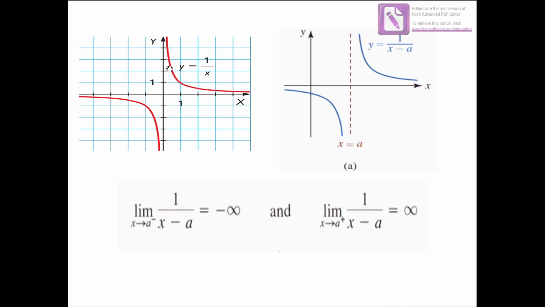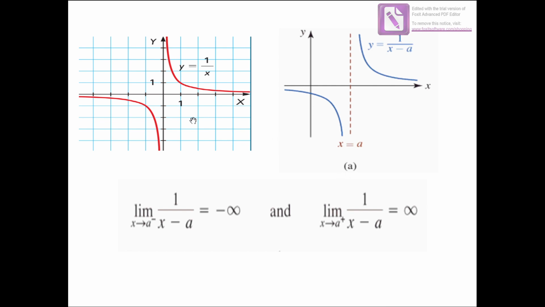Here the vertical asymptote is x equals 0, where the limit from the right is equal to infinity, and the limit from the left when x approaches 0 is equal to minus infinity. So x equals 0 is a vertical asymptote. For this one, the limit when x approaches a from the right goes to infinity, and from the left goes to minus infinity. So the limit of 1 over x minus a when x approaches a from the left is minus infinity, and from the right is infinity.